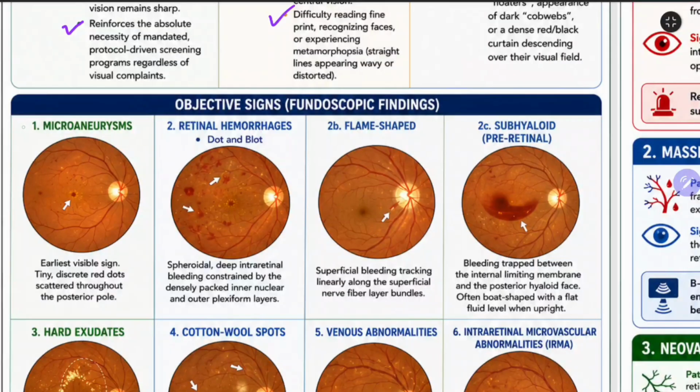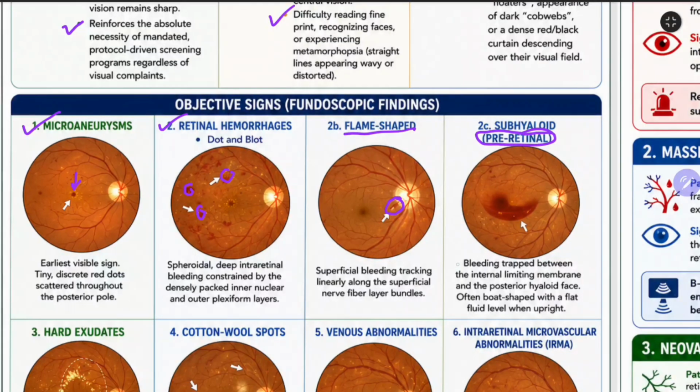So here one can see microaneurysms like this. This is the earliest visible sign. Or one can see dot and blot hemorrhages, big hemorrhages like this, and flame shaped hemorrhages like this. Then subhyaloid or pre-retinal hemorrhages. So this needs to be discussed.